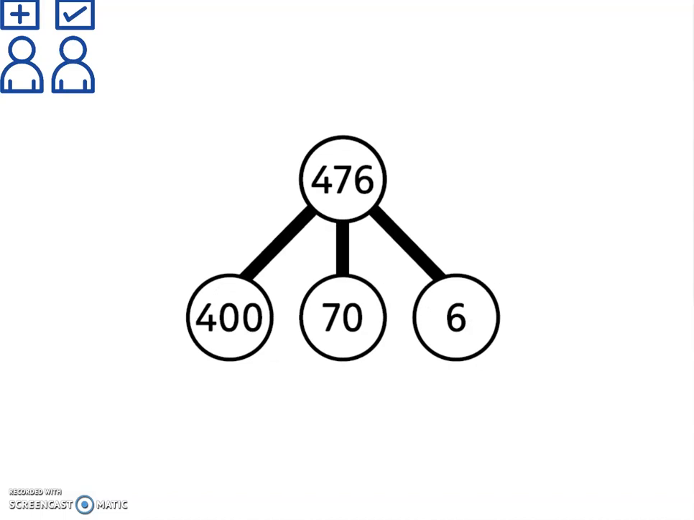Excellent work. Yes, it is 476. When you combine 4 hundreds or 400, 7 tens or 70, and 6 ones or 6, you make 476. Good work.